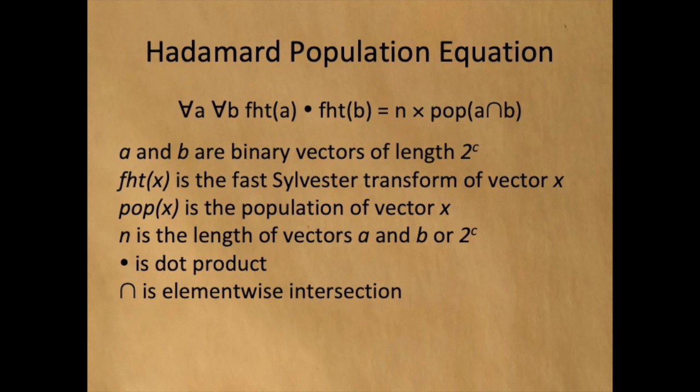Our approach is based on the Hadamard population equation, which is: for all binary vectors a and b, the fast Hadamard transform of a dot product the fast Hadamard transform of b is equal to n times the population of a intersect b. We proved this nearly 2 years ago.